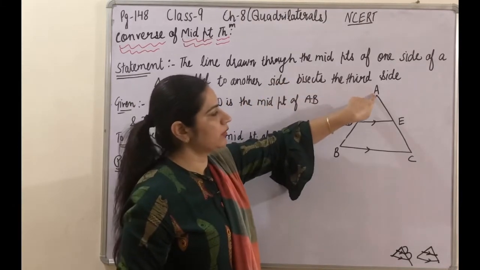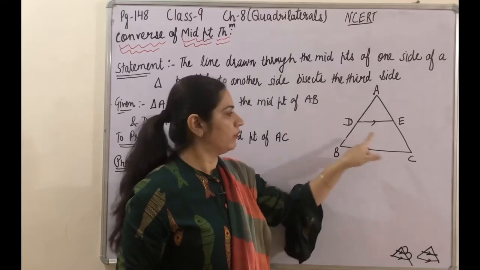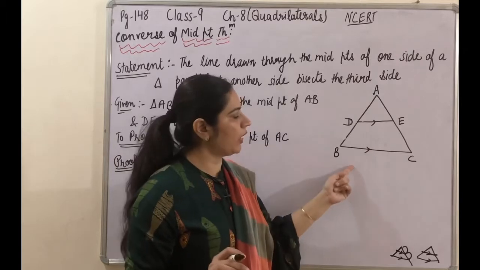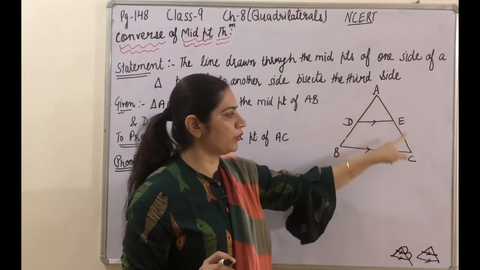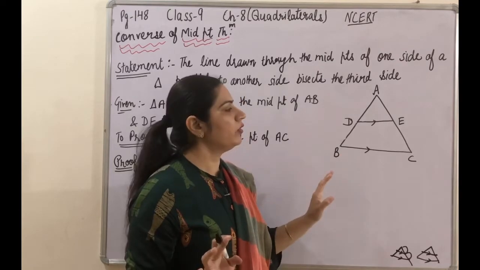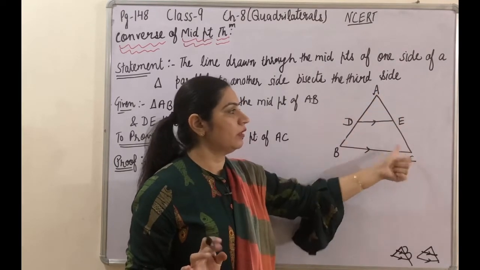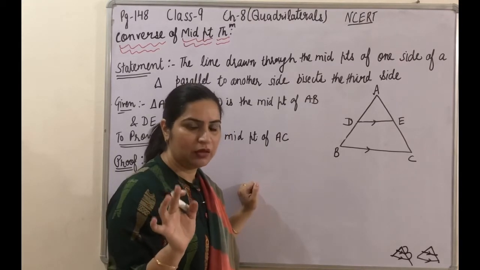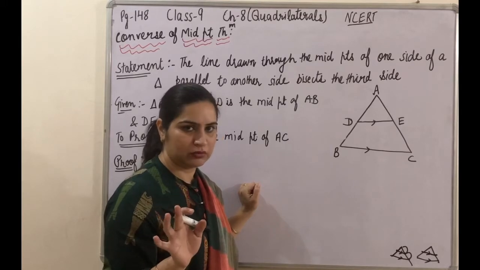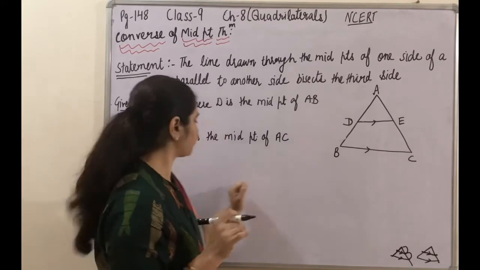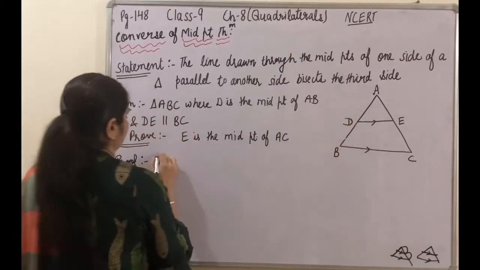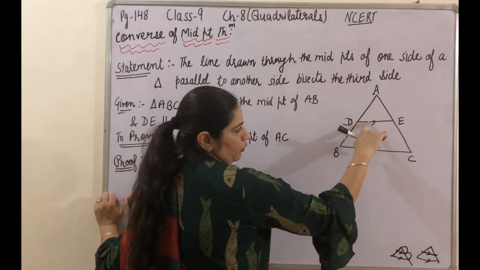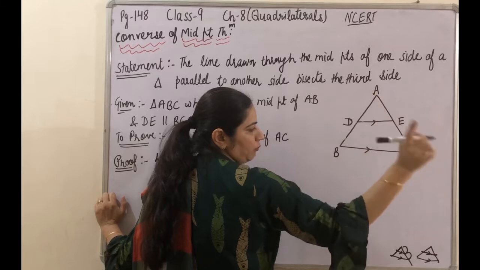So the given condition is a triangle ABC, where D is the midpoint. DE is parallel to BC, also given. But we have to prove E is the midpoint of AC. And how will we prove this? With the help of contradiction we will prove this theorem. We'll assume something, then we'll prove our assumption is wrong. That is called contradiction. It is already given D is the midpoint. We have to prove this E is also the midpoint.